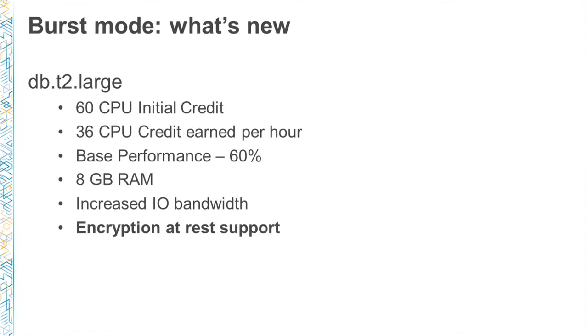What's new in this area, which is really cool, is we added a new larger class. It's called the db.t2.large. So it has more initial credits. You get more credits per hour and higher base performance compared to the previous models. It has 8 gig of RAM, so it's not a very small box, more I/O bandwidth, and the best thing is it's a new instance, so it supports encryption at rest.